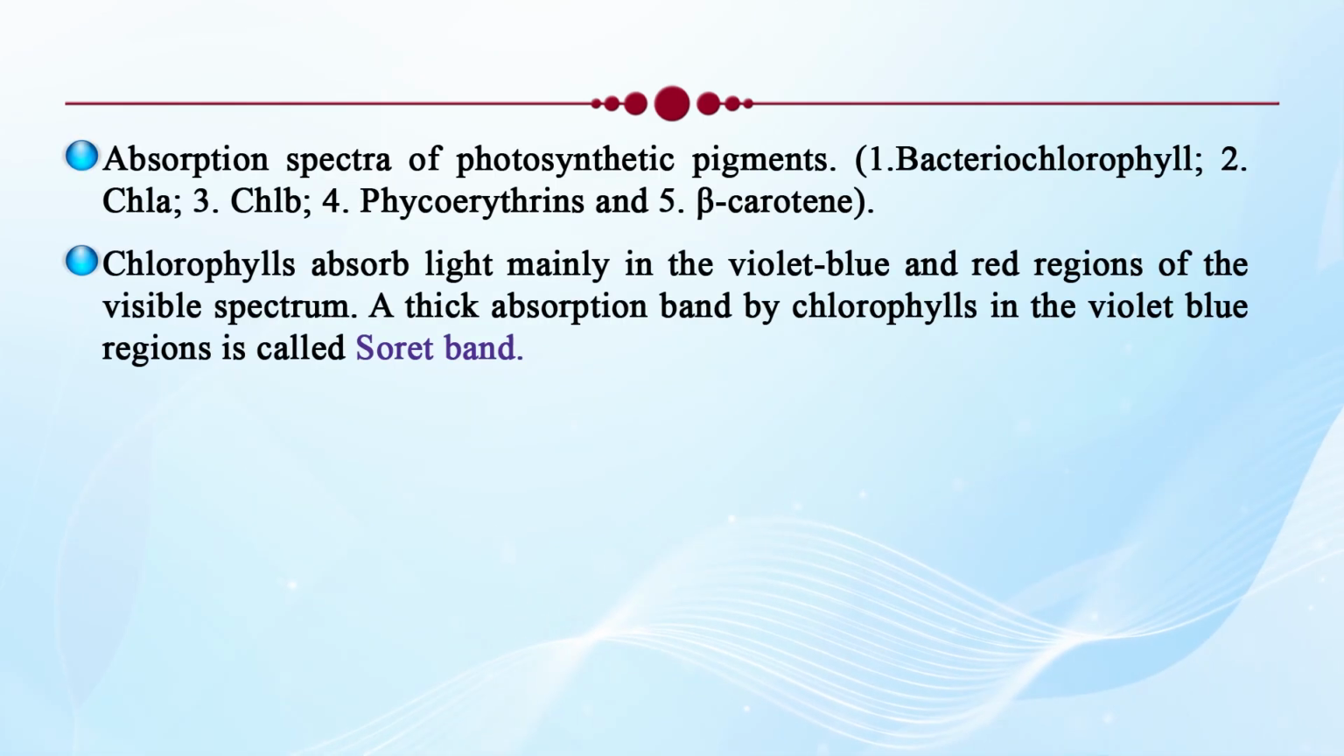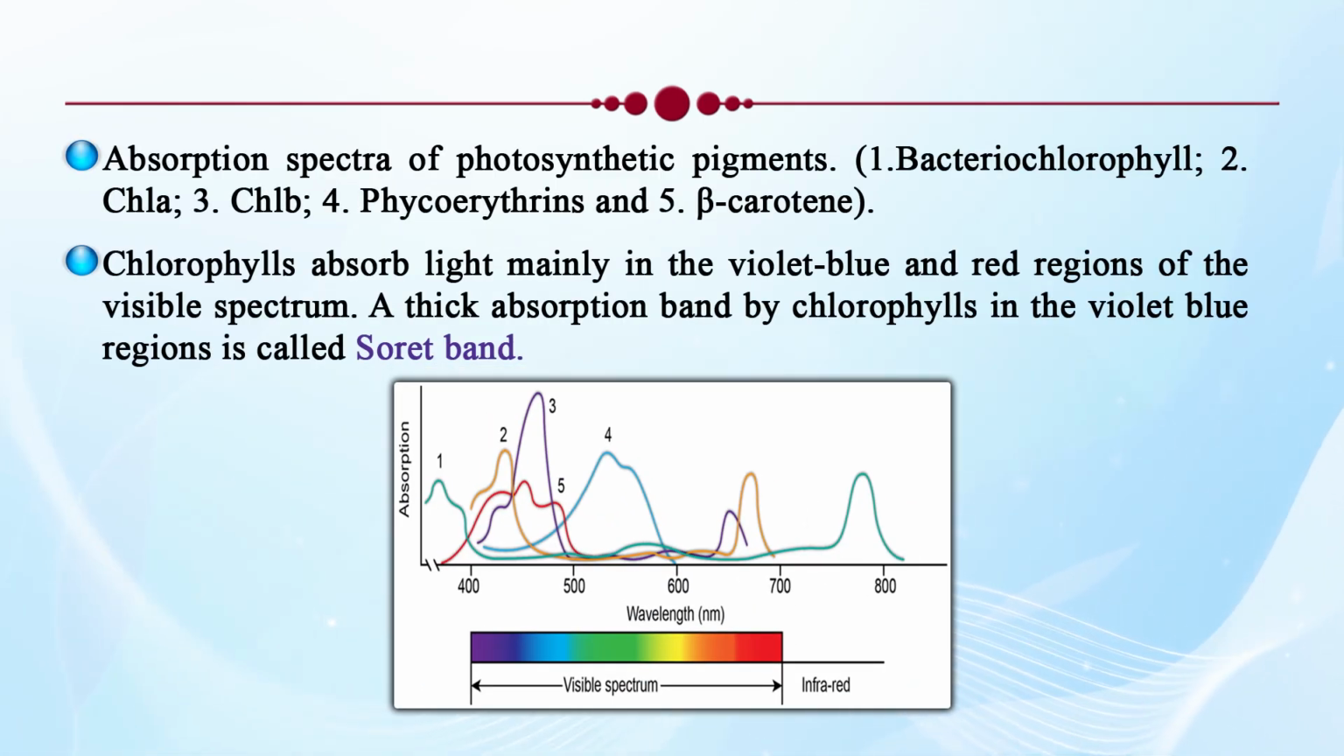We find that chlorophylls, since we are interested in chlorophylls, are the main pigments. They absorb light mainly, as I said before, in the violet-blue, and there is a very, very thick band of violet-blue, which is called the Soret band. Now, the Soret band would signify that it is full of lots and lots of high energy particles, of photons.